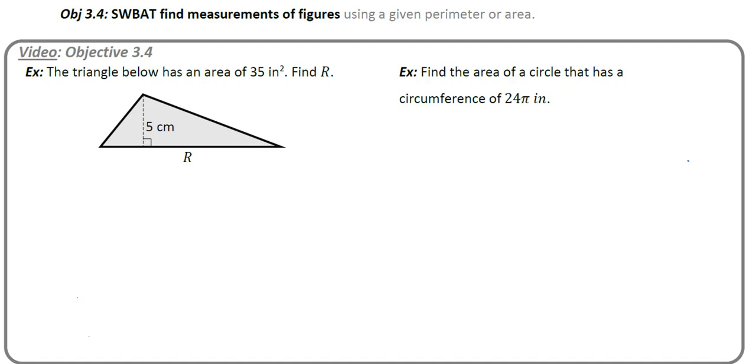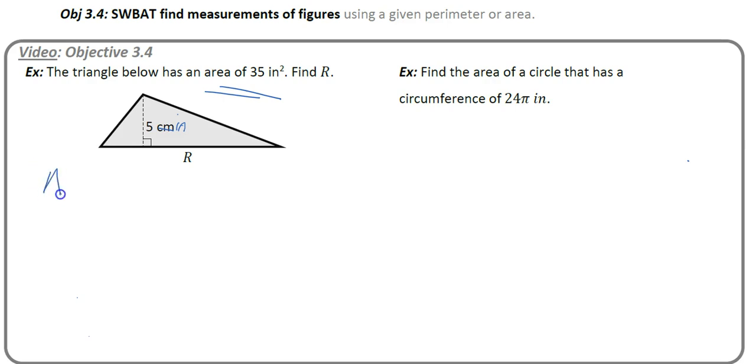In this video on Objective 3.4, we'll find the measurements of figures having been given the perimeter or the area of the figure. So in this first example, we have a triangle here with a given area. It says 35 inches squared. But I noticed that in the figure it says 5 centimeters here. I'm going to go ahead and make that inches. And that's 5 inches. Okay, so we are given the area of a triangle.